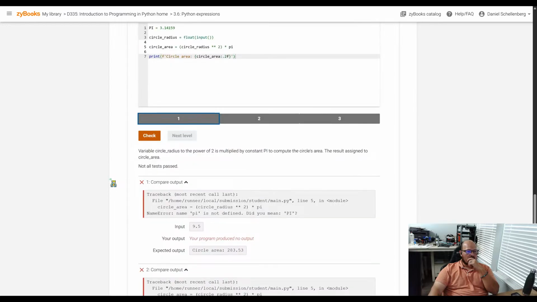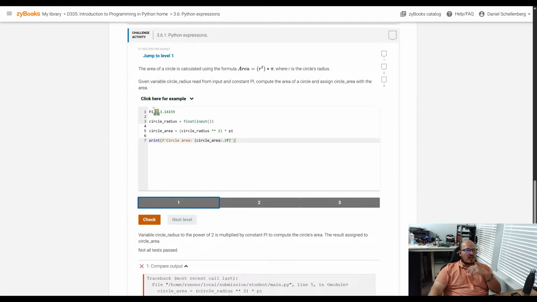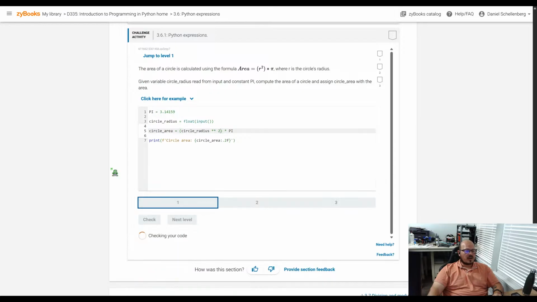What did I do wrong? Oh, did I do capitalization? Oh, I did. It's in all caps. So that's another thing. You got to pay attention to the details because just because I did a lowercase, and so that's why. But let me make sure. Circle radius is spelt right. X to the power of 2. Okay, that should be right now.